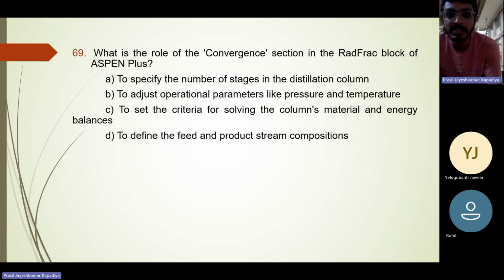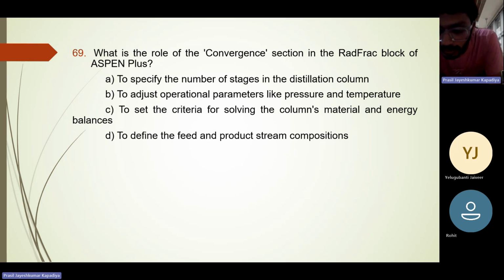What is the role of the convergence section in a RadFrac column? To specify number of stages, to adjust operating parameters like pressure and temperature, to set the criteria for solving the column's material and energy balance, or to define feed and product stream composition. What should be the answer? If you remember, you were getting errors like a mass balance error of 10 to the minus 2. That is based on convergence. So what does that do? That is the criteria for solving material and energy balance.